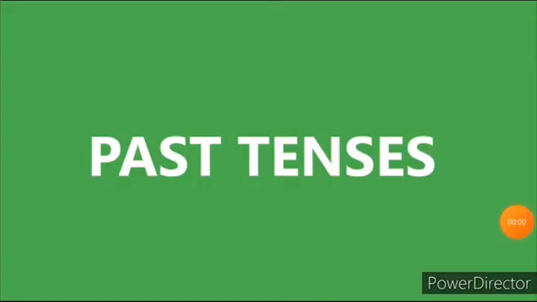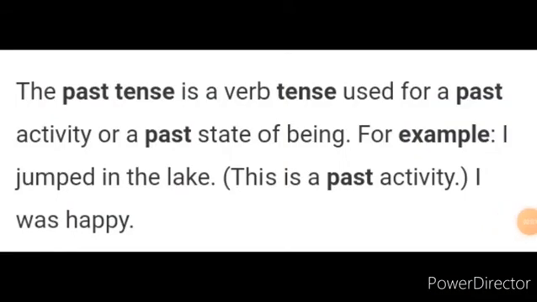The second kind of tense is past tense. P-A-S-T, past tense. Past tense means it refers to an action which took place some time ago in the past. The work has been completed. That is known as past tense. It refers to an action which took place some time ago in the past. That is past tense. Now look at the definition for past tense, children.